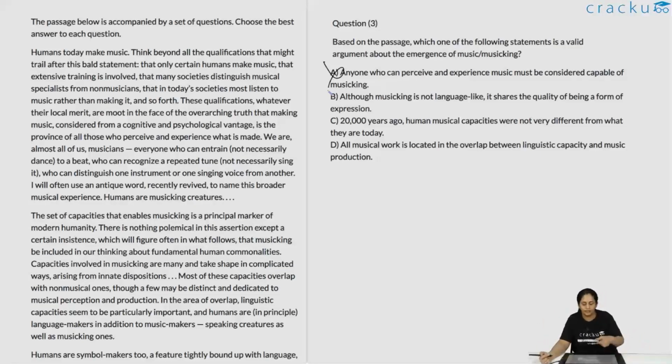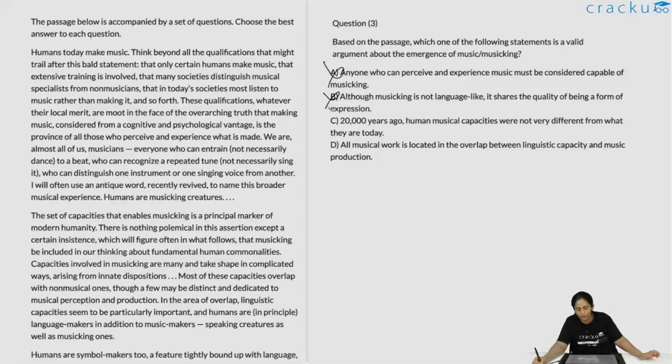Although musicking is not language-like, it shares the quality of being a form of expression. He says that it is a form of expression. He does not say it is not language-like. In fact, he says that the capacity for musicking overlaps considerably with the capacity for language as such. So he does not say that it is not language-like. So this is also incorrect.